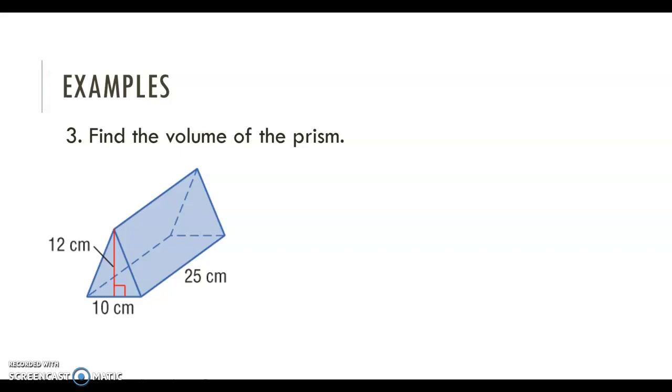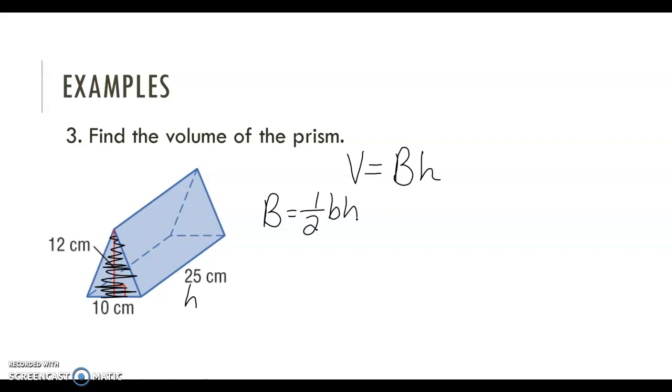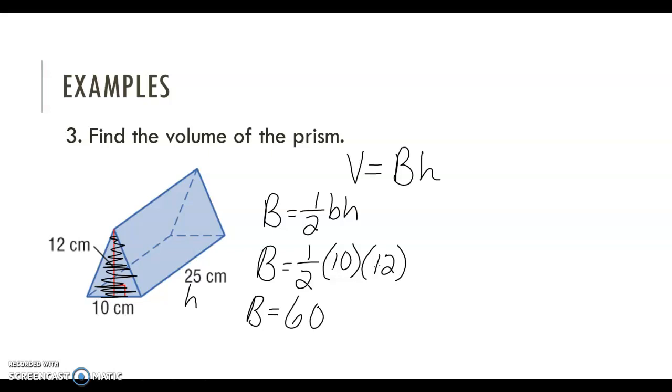Okay, now we have a triangular prism. This triangle is serving as my base. That means 25 would be my prism height. I'm going to be looking at this volume formula of base area times height. For the base area, we are looking at the triangle this time, so 1/2 base times height. So 1/2, the base of the triangle is 10, and the height of the triangle is given as 12. So 1/2 times 10 times 12 gives me 60 square centimeters.